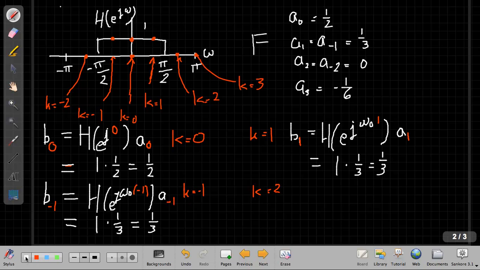Going on to something that actually changes the pattern a bit, let's look at k equals 2. Well, it's the same. I shouldn't say changes the pattern too much, because it's the same idea, right? I still have b sub 2 here is equal to h of e to the j, and now my frequency axis is omega naught times k, and that k is 2.